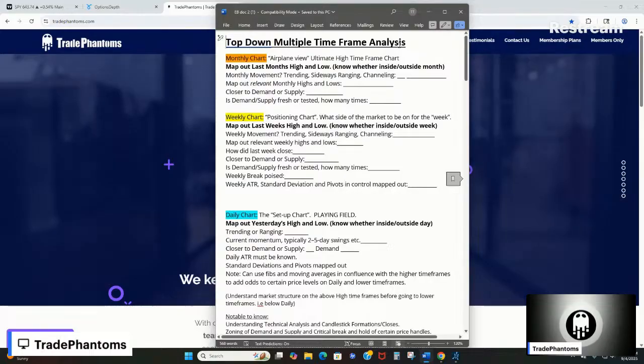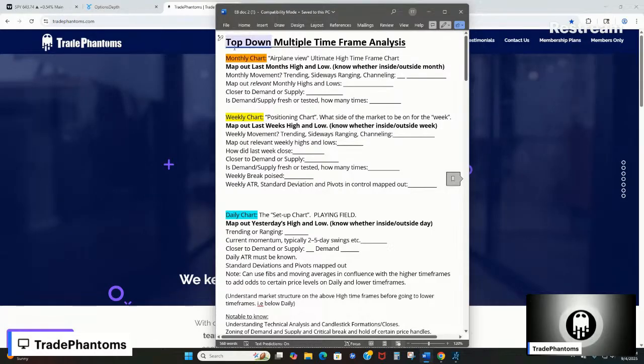Top-down multiple time frame analysis, always starting with the higher time frames first, even if you are short-term scalping. We always want to start with the high time frames. You'll see a bunch of orange, yellows, and blues as a color code. The reason being is because I color code these three major higher time frames.